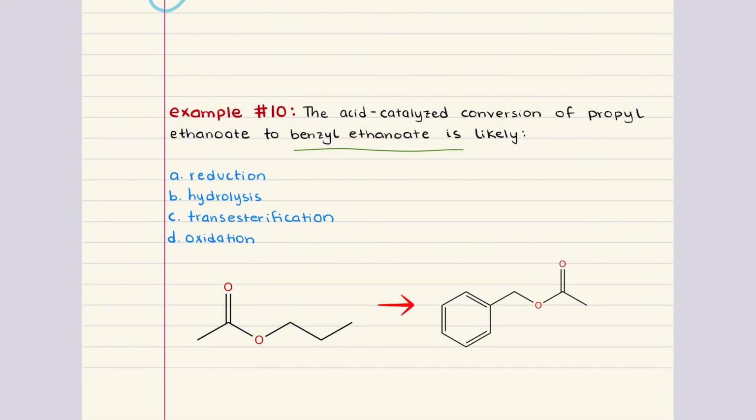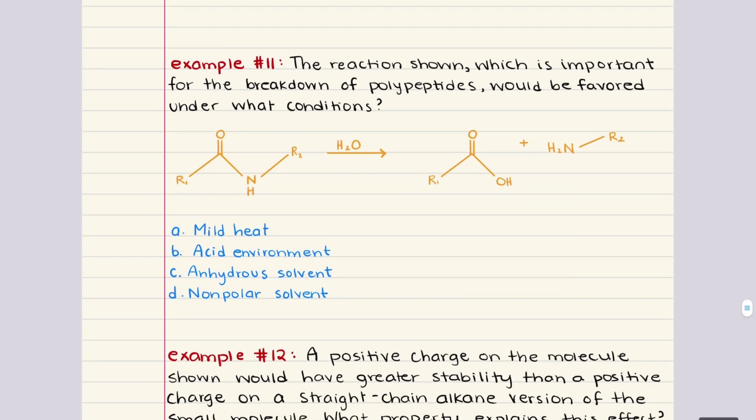This tells us that the carbonyl portion of the molecule is unchanged, and only the alkyl group bonded through the oxygen has been swapped. So this points to a transesterification reaction, which is an acid-catalyzed process where one alcohol group in an ester is replaced with another alcohol. The ester stays intact, but the alcohol-derived portion changes. So 10 is C.